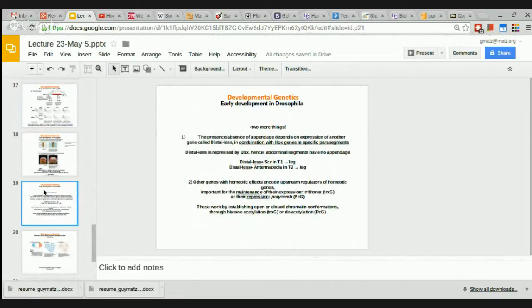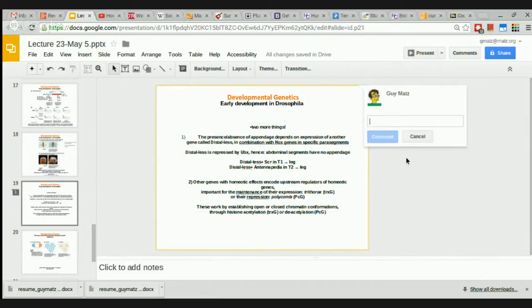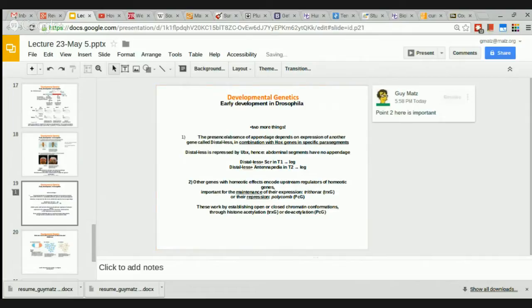This is the most important. These are genes that regulate the expression of homeotic genes, and they work through chromatin structure. So trithorax and polycomb are chromatin organizers. They control histone acetylation. I'm going to stop for a second here. There are other questions regarding UBX and homeotic genes.